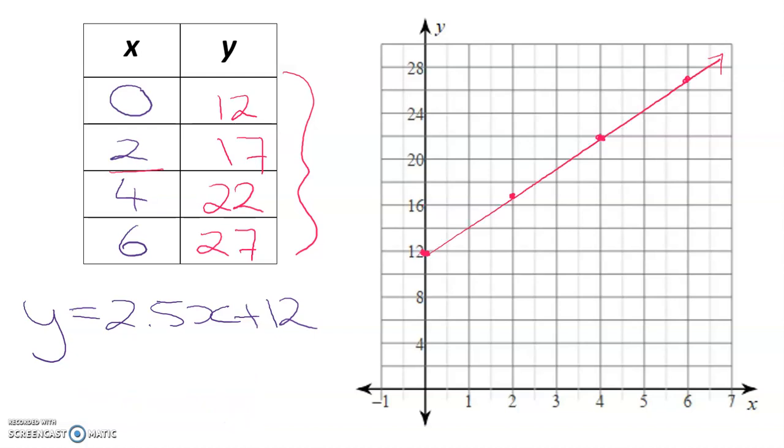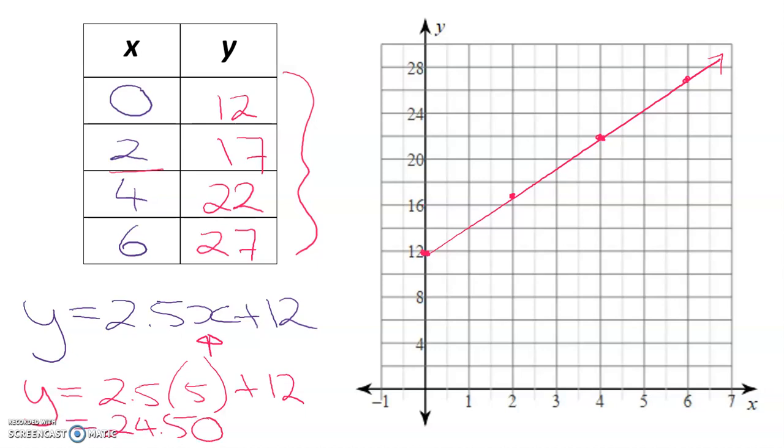Now we need to determine the cost at 5 hours. Now there are two ways of doing this. You can substitute x equals 5. So y equals 2.5 times 5 plus 12, which is 24.50. Remember, it's a worded problem, so you'd have to answer that in a sentence. So that would be $24.50 for 5 hours.